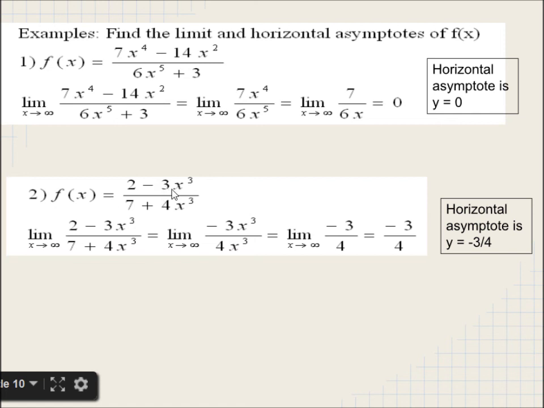For the next one, we see that the second term has the highest power. So we just take the second term with its sign, that is negative 3x raised to power 3, over 4x raised to power 3. Both the powers get cancelled, so just the coefficient remains. So minus 3 by 4 is the horizontal asymptote. That is y is equal to minus 3 by 4 is the answer for the horizontal asymptote.